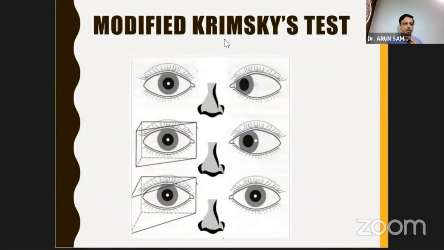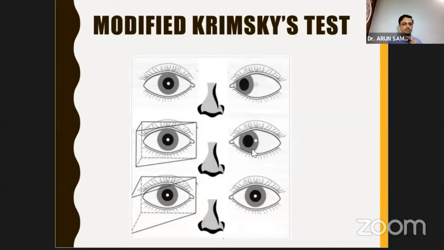This can be improved by using the modified Krimsky test, because here we use prisms instead of relying on degrees. It's easier to do with prisms. In the original Krimsky test, the prism was placed in front of the deviating eye. In these patients, the fixation may be very poor, so you may not get very good measurements. That's why it was modified into the modified Krimsky test, where the prism is placed in front of the fixing eye. Here you get a more accurate assessment of the angle of deviation.